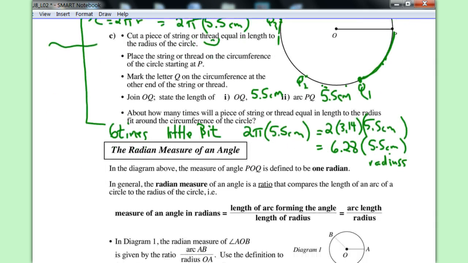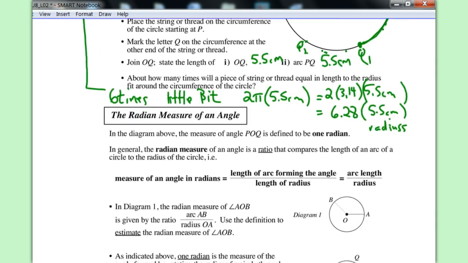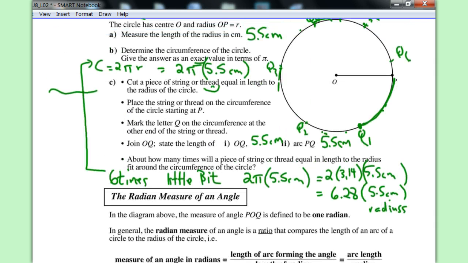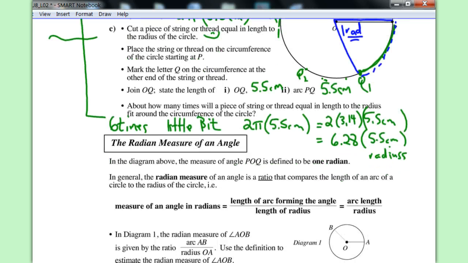That's why there's 6 and a little bit. So in general, when we think back to our diagram, the measure of POQ, that very first angle, is 1 radian. And why is that? Because the arc length of that angle along the outside is equal to 1 radian. In that diagram, the measure of POQ is defined as 1 radian.